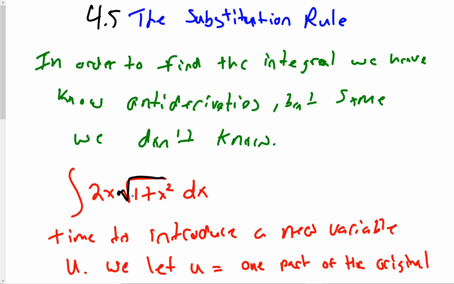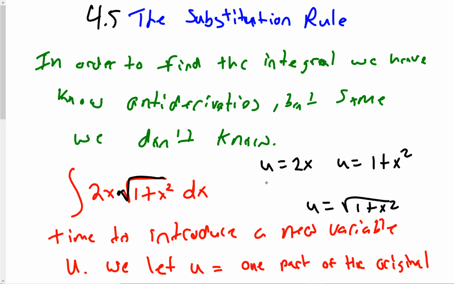So that's where we introduce a new variable u. We're going to let u equal some part of this. The trouble is, what do I let u equal? Well, I can let u equal 2x. I could let u equal 1 plus x squared. Or I could let u equal the square root of 1 plus x squared. The key in determining which one to pick is taking the derivative of them. The derivative of the first would be just 2. The derivative of the second would just be 2x. And the derivative of the third is chain rule, so it's a little bit more complicated.